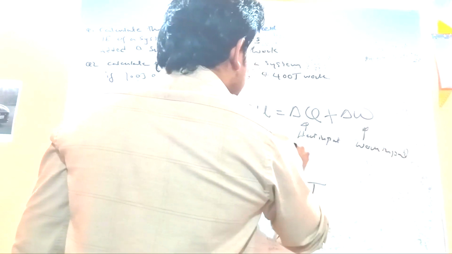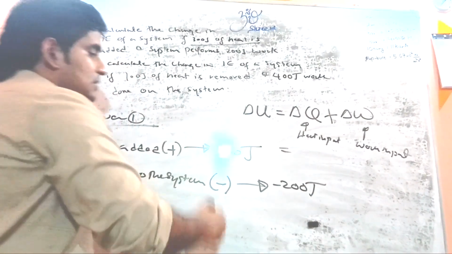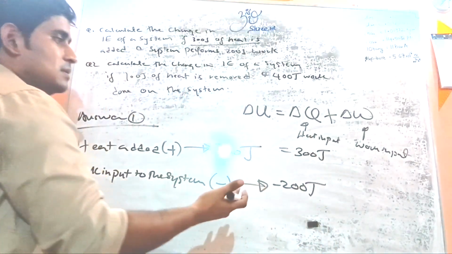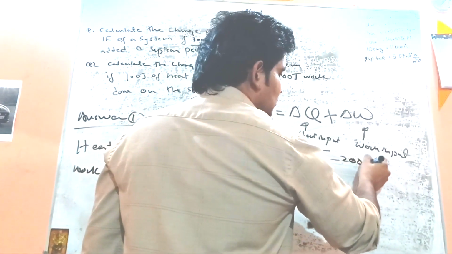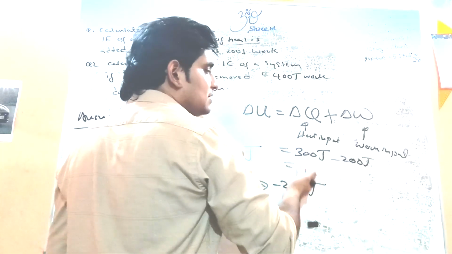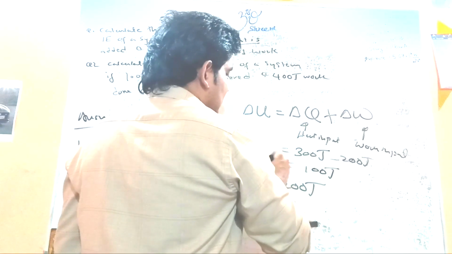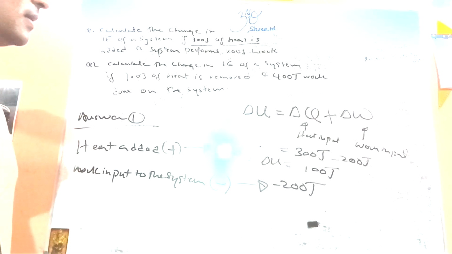So what is the heat input? 300 joules. What is the work input? Is that positive? No, negative. Minus 200 joules. What is the answer? 300 minus 200, 100 joules. So what is delta U? Delta U is 100 joules, right?